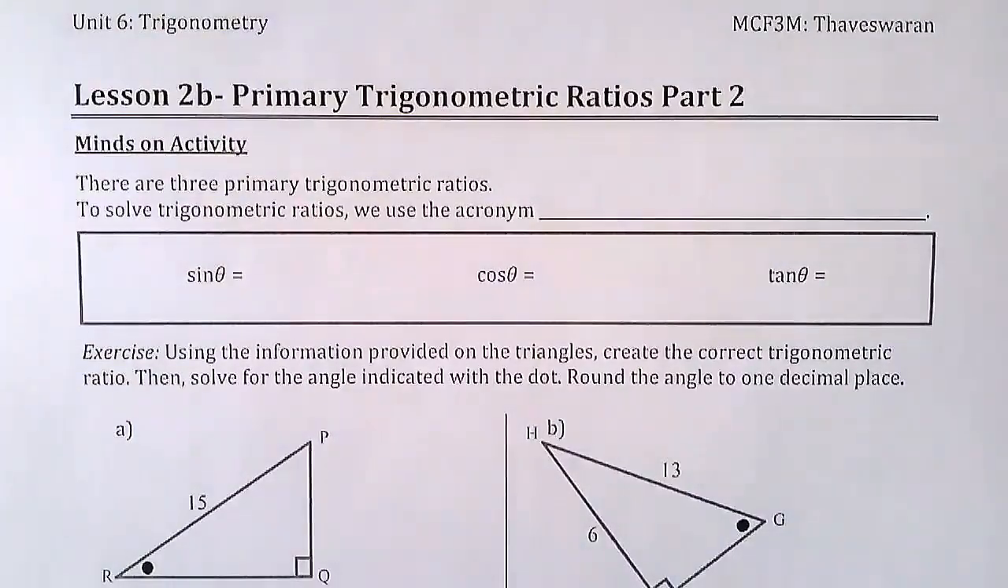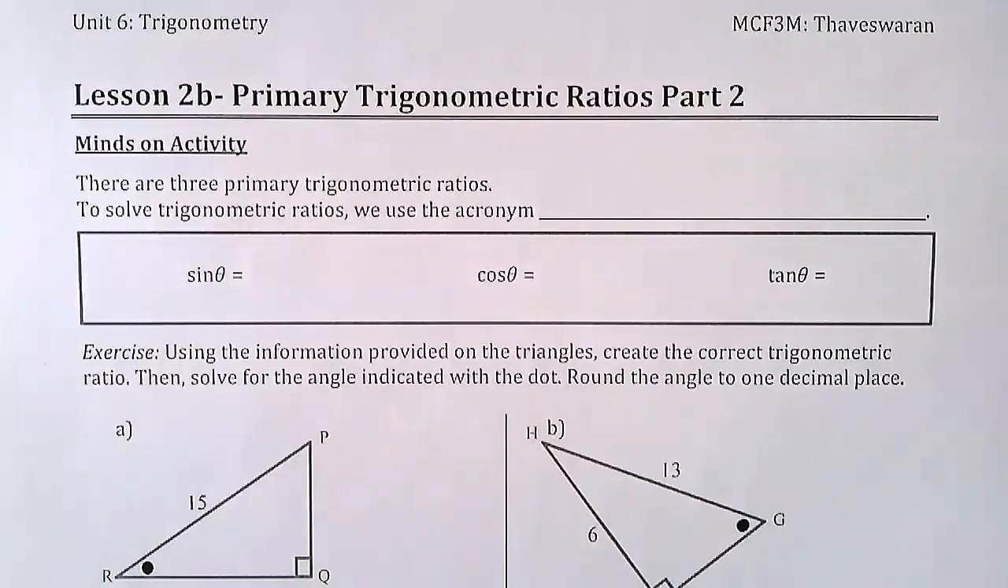So welcome to Lesson 2B, Primary Trigonometric Ratios, Part 2. In Part 1, we really focused on how to write these primary trigonometric ratios. We also focused on how to solve the angles given the primary trigonometric ratios. What we're going to focus on today is how to solve for missing side lengths.